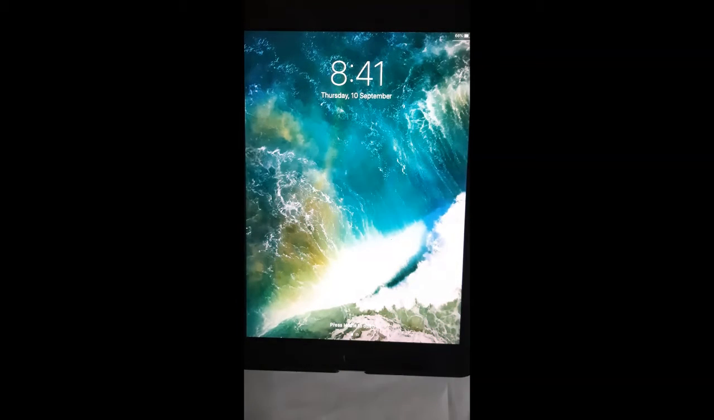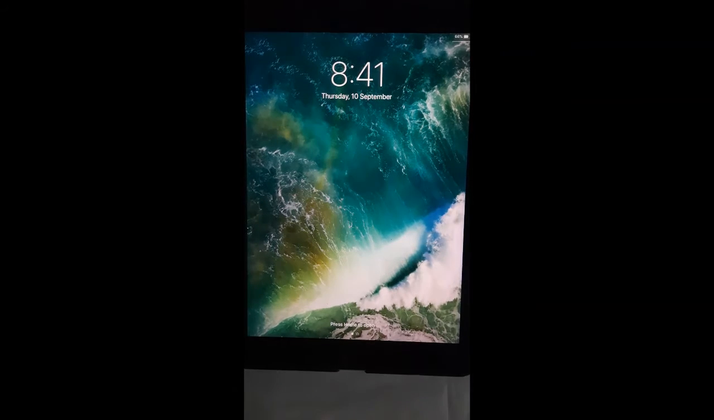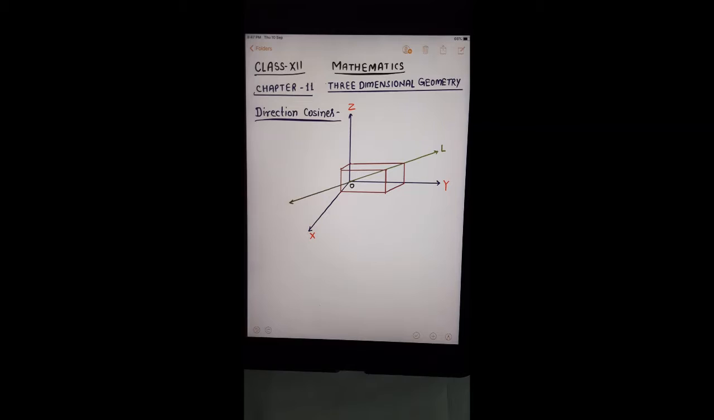makes some angles with the x-axis, y-axis and z-axis. So the cosines of these angles, like cos alpha, cos beta and cos gamma, are called the direction cosines of the line. So let us see with the help of the diagram what are the direction cosines of the line.